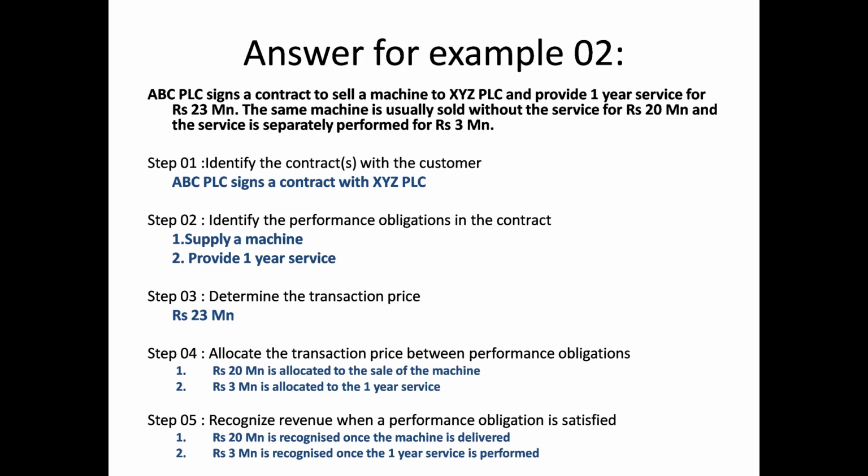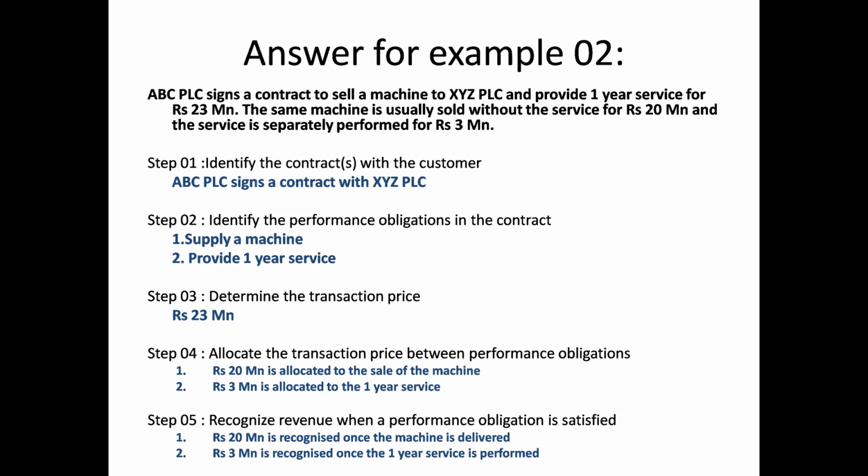Step 2. Identify the performance obligations in the contract. In this contract, you have 2 performance obligations. You are going to write down those 2. Number 1, supply a machine. Number 2, provide 1 year service. Step 3, determine the transaction price. What's the total transaction price? It's rupees 23 million.